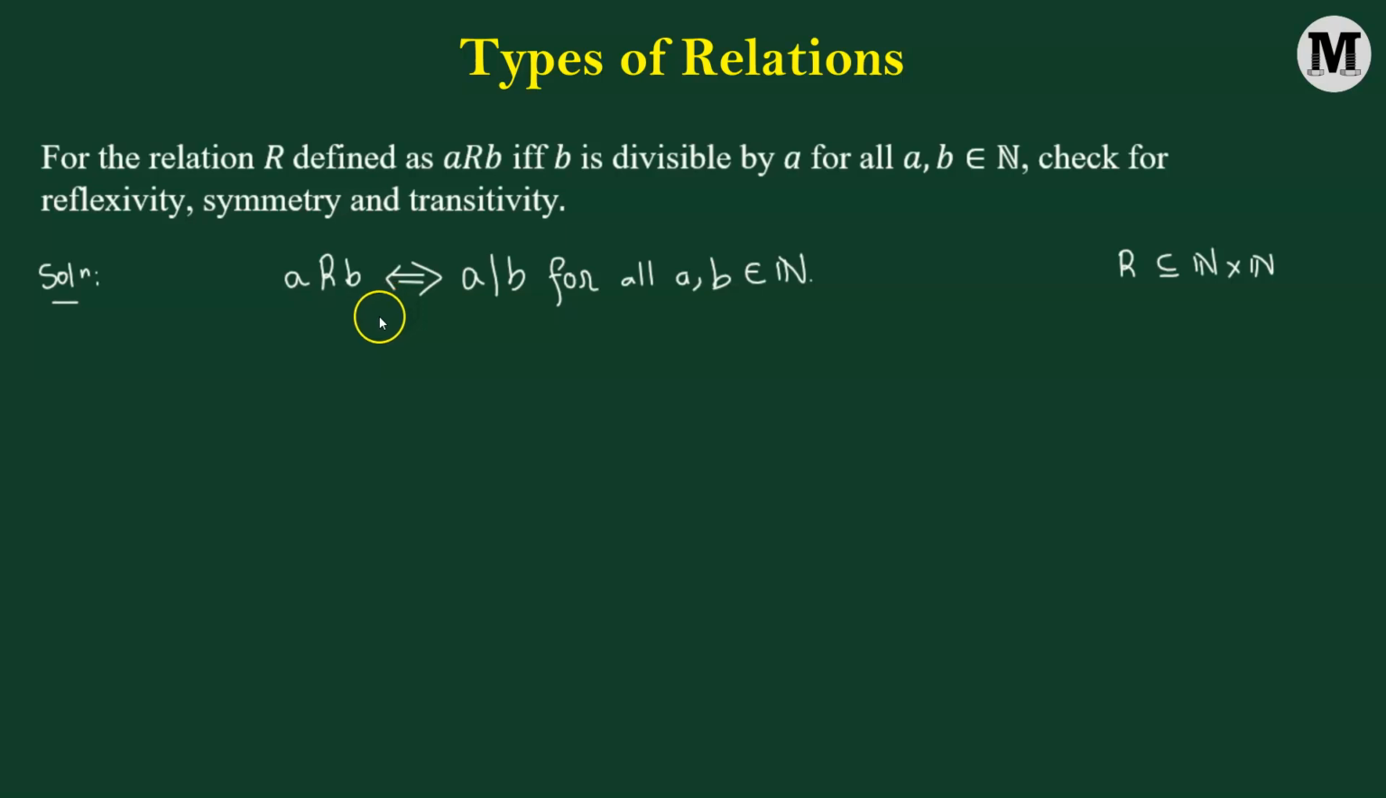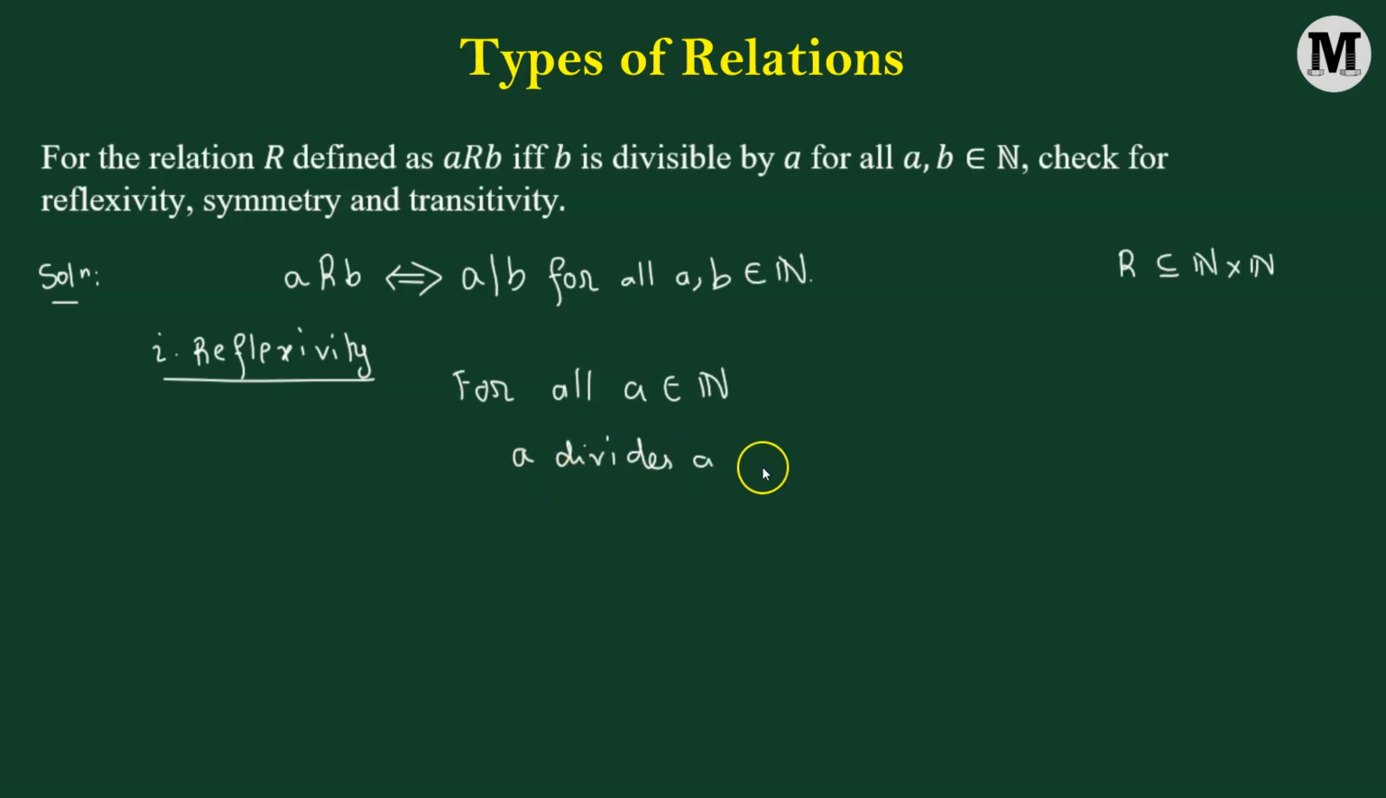Our goal will be to check whether the relation is reflexive, symmetric, or transitive on the natural numbers N. So let's start with the first one, reflexivity. How do we check for reflexivity? For all values of A belonging to the set of natural numbers, can we not say that A divides A? This is always a true statement. A is always going to divide A.